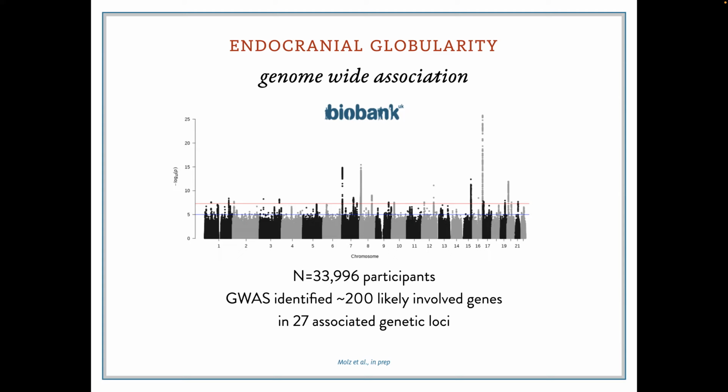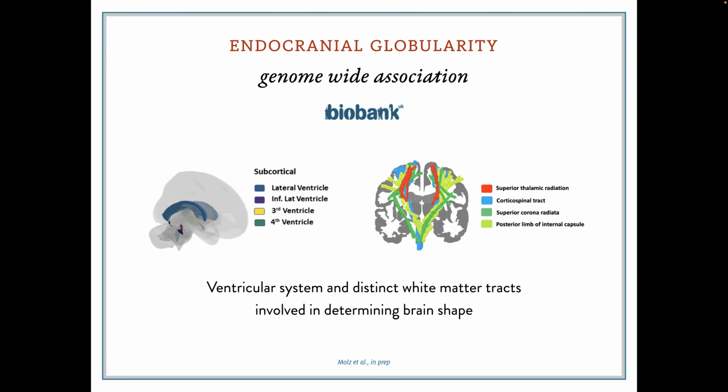And what we found, and this is the work by Barbara Molz in Simon Fisher's lab in Nijmegen, using genome-wide association studies, is that there are around 200 genes likely involved that are associated with this globularity score, and 27 associated genetic loci. And what's interesting here is that some of the top hits include the ventricular system and distinct white matter tracts involved in determining brain shape.